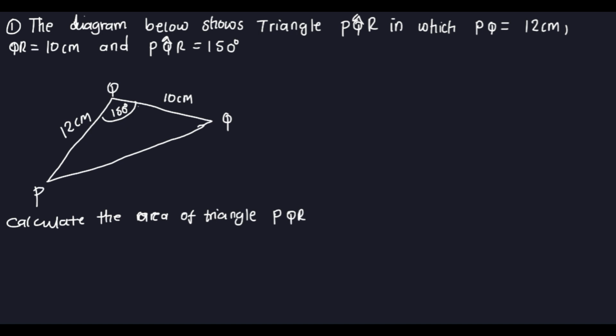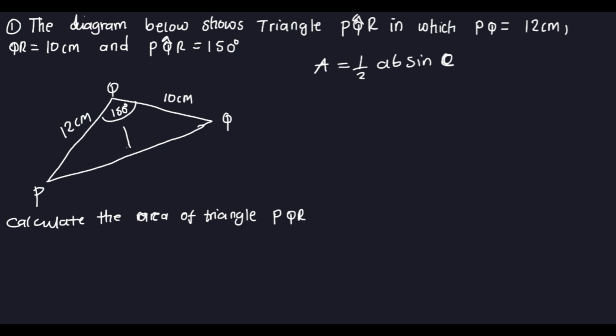Okay, so now the last question. The diagram below shows triangle PQR in which PQ equals 12 centimeters, QR equals 10 centimeters, and angle PQR is equal to 150. Calculate the area of triangle PQR. So the formula is area is equal to half ab sine C.